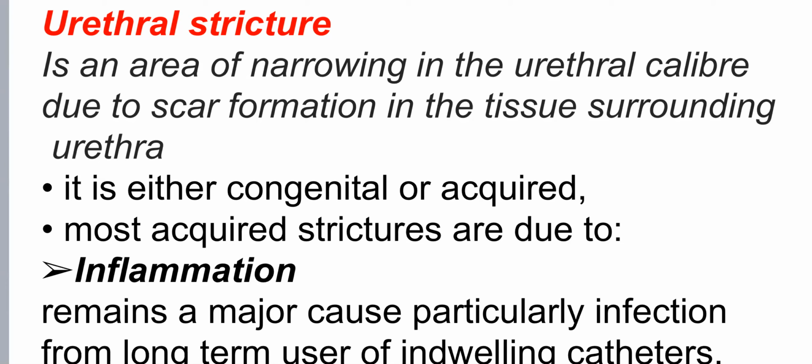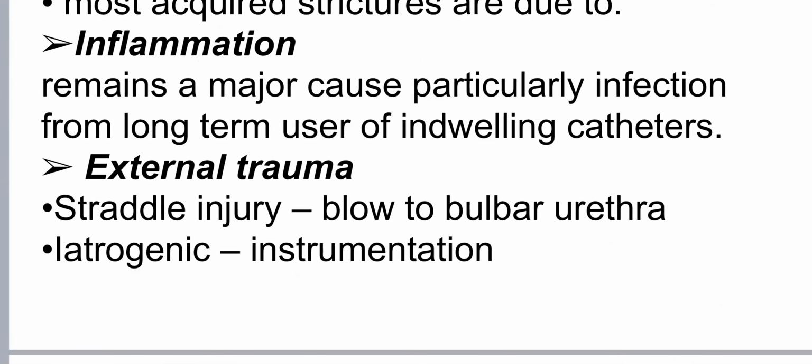Most acquired strictures are due to... Urethral stricture, guys, it is an area of narrowing in the continuity of the urethra. The area of narrowing comes from either congenital or acquired causes. The most common form of acquired urethral stricture is caused either by inflammation, which comes from infection, or by external trauma.